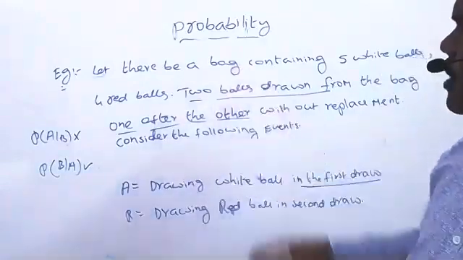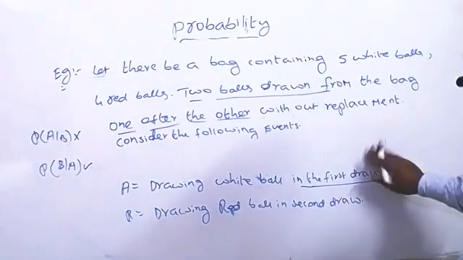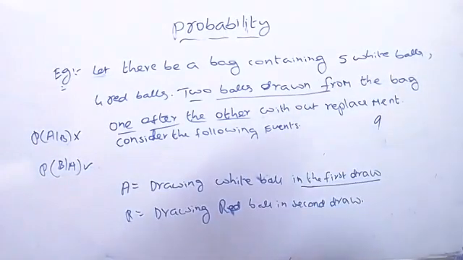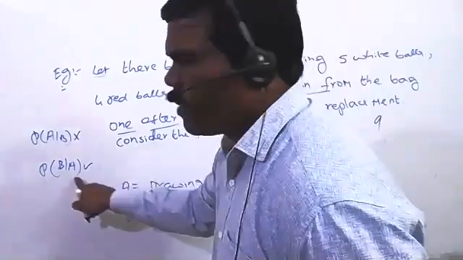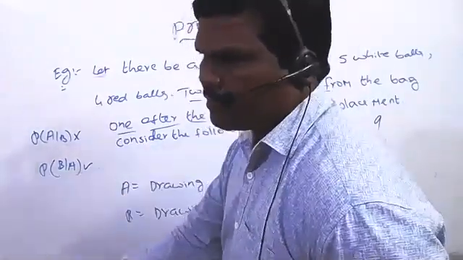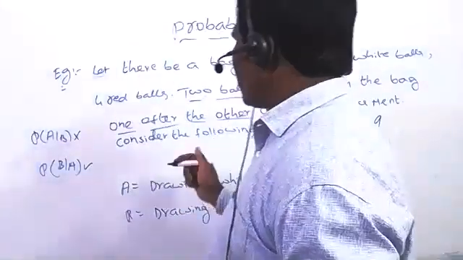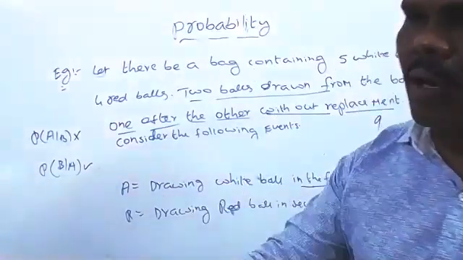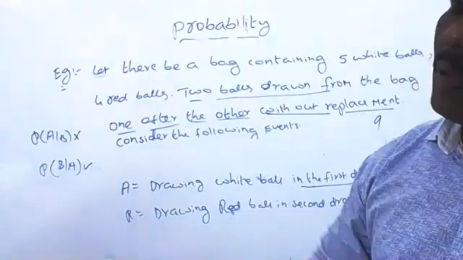Then what about the remaining balls now? A bag contains a total of 9 balls, actually 5 plus 4 equal to 9. Probability of B by A means A has already occurred. That means the white ball has already been drawn, and they told very clearly, without replacement. That means we drew the ball but we are not mixing it with the remaining. We just kept it on one side.